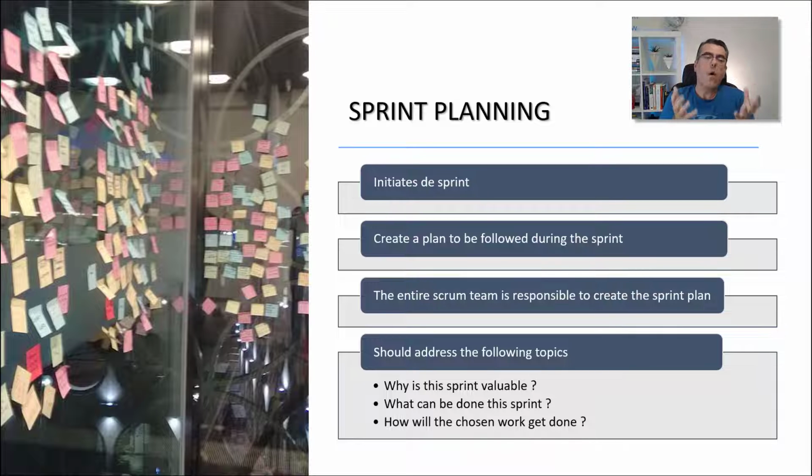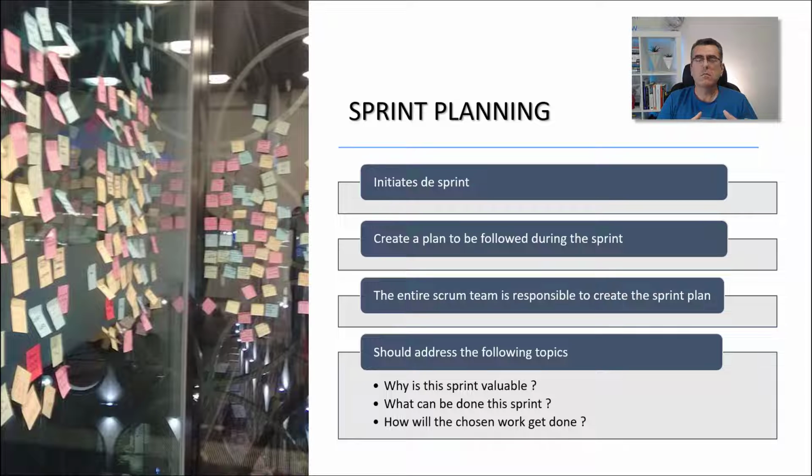For example, why is this sprint valuable? What is the value of this sprint? What can be done in this sprint? And how will the chosen work get done? The developers, the Scrum team, the Scrum Master and the product owner will look at the product backlog, and they will select some product backlog items to include in the sprint in order that at the end they deliver some increment with value to the customer.